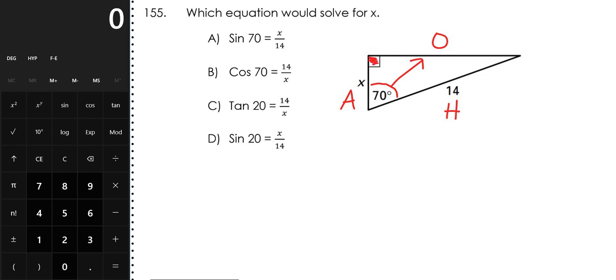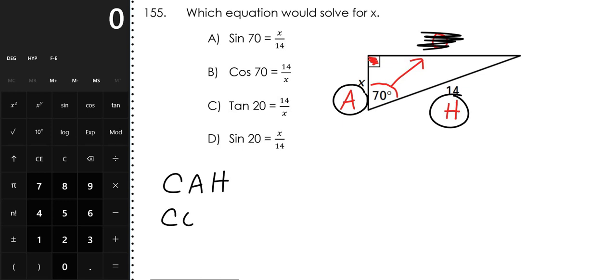Okay, so if I'm trying to solve for x, I'm not going to use the opposite because I don't have anything for O and I'm not solving for it. I'm solving for x. So you need to think about which trig function uses A and H. So CAH, TOA, CAH, which means you want to do cosine of 70 equals the adjacent divided by the hypotenuse. So my adjacent of x over my hypotenuse of 14. That will get me x right away.